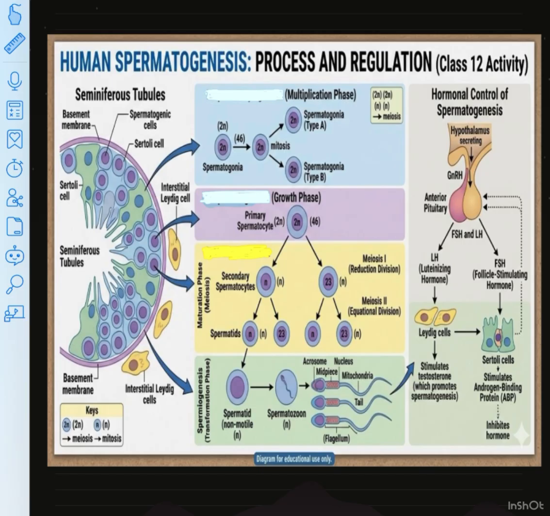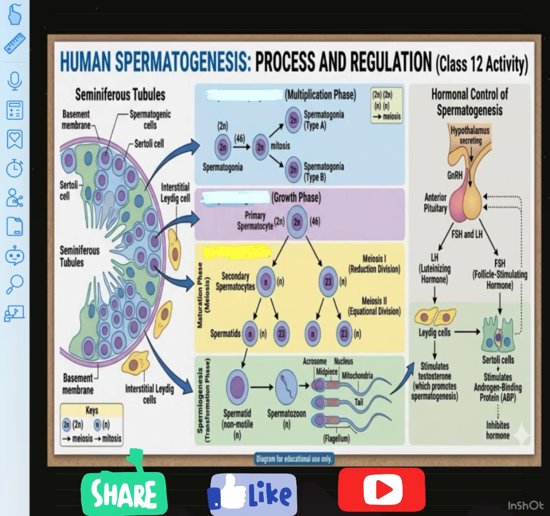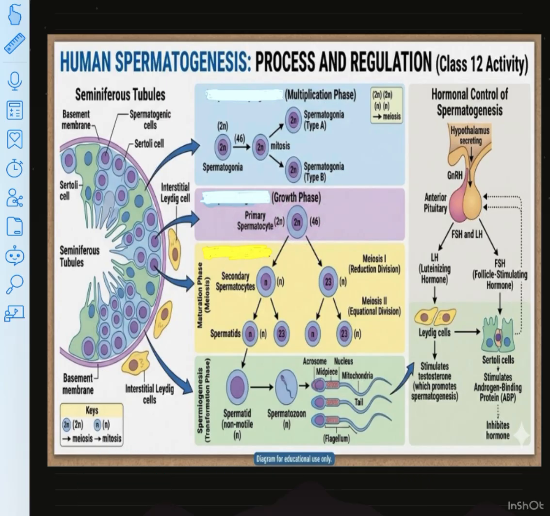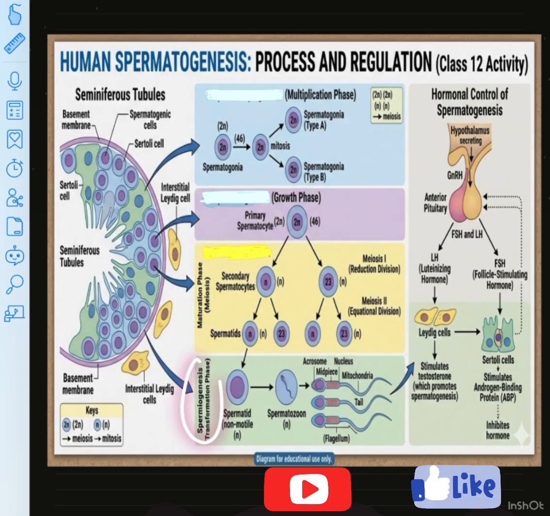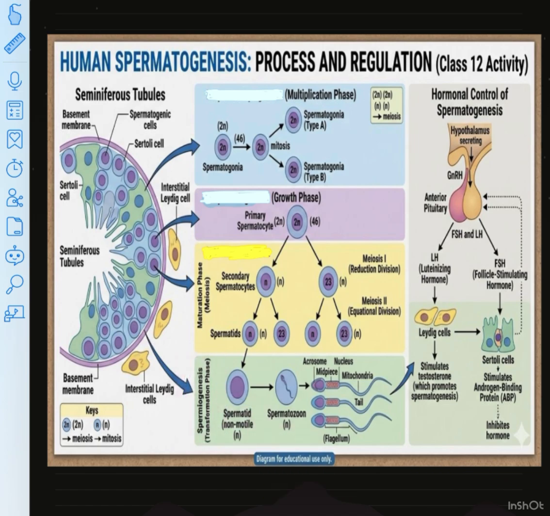Here is a quick revision. First of all, the multiplication phase. Here mitosis happens. So spermatogonia type A and type B are all diploid in nature. Then the growth phase produces the primary spermatocyte, which is also diploid in nature. And next, meiosis 1 and meiosis 2. By meiosis 1, they produce the secondary spermatocyte that is haploid in nature, and meiosis 2 produces the spermatid that is also haploid in nature. Then spermiogenesis, that is, from the spermatid the spermatozoa is produced. And that's all about spermatogenesis.